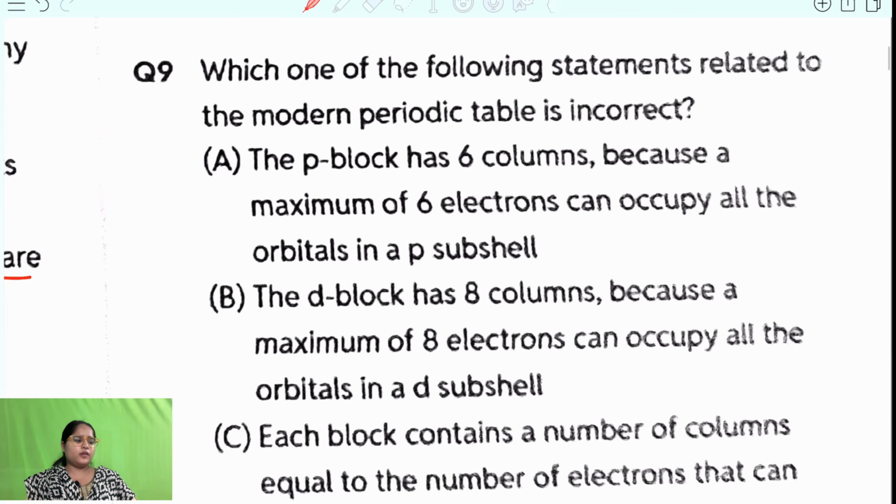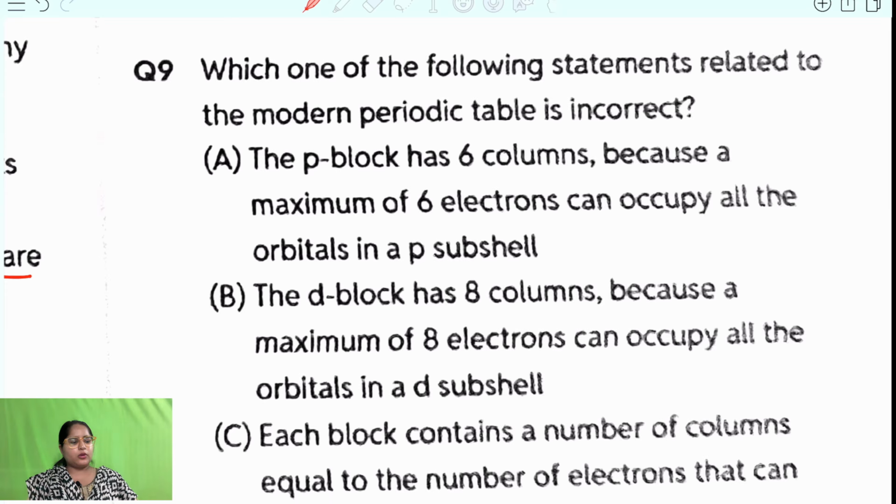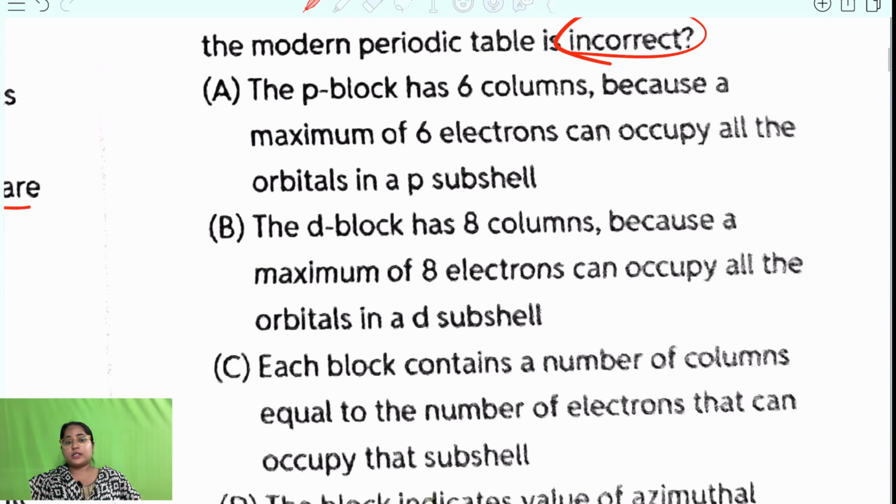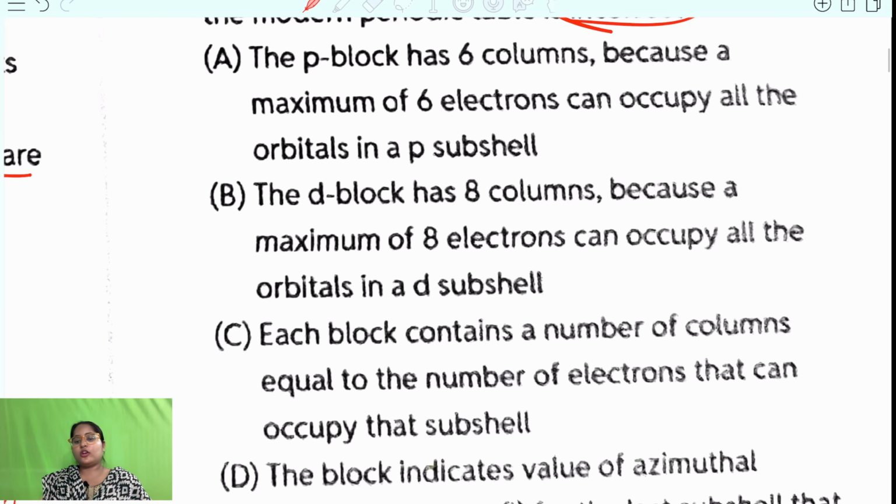Which one of the following statements related to the modern periodic table is incorrect? Incorrect they are asking. In your NEET exam, they will just twist the questions. Which of the following is incorrect? Which of the following is not correct? Which of the following is not incorrect? So you have to pay attention.